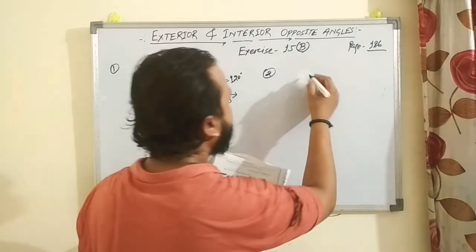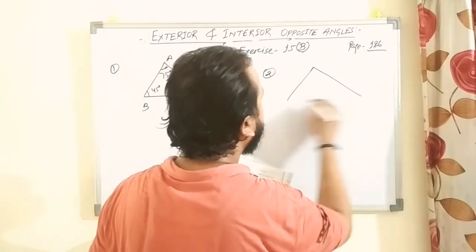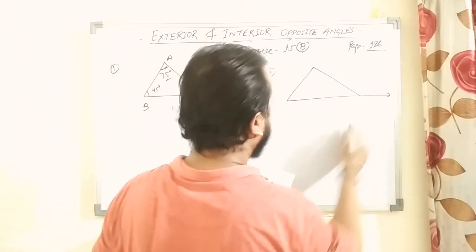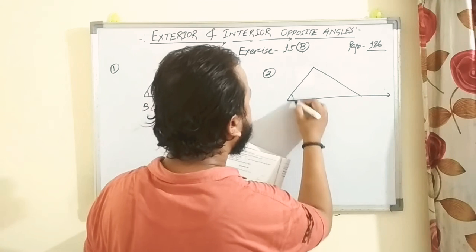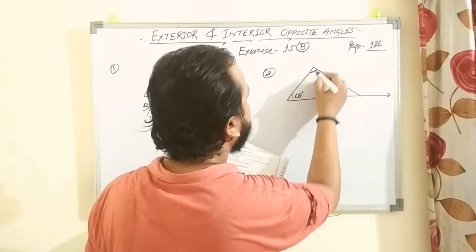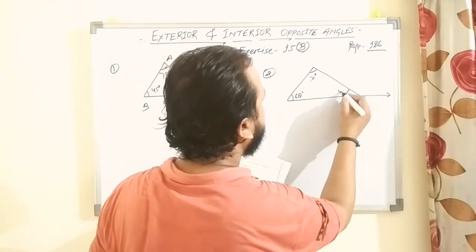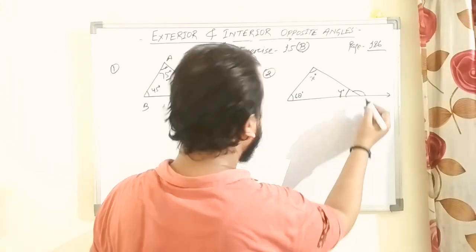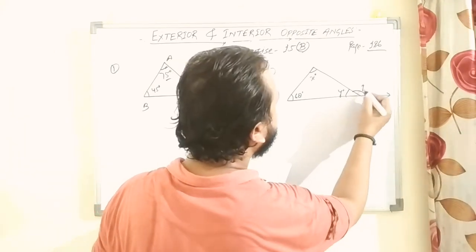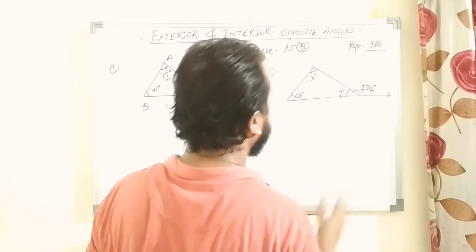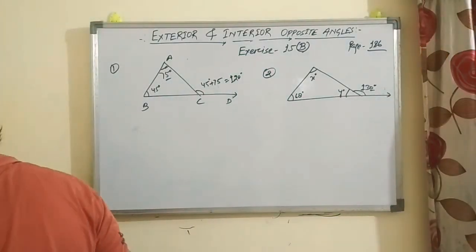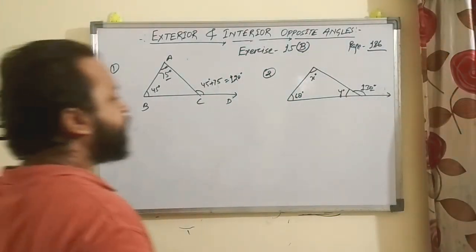Second question is saying there is a triangle in which one angle is 68 degrees, this angle is x degrees, this angle is y degrees. This time this exterior angle is given, that is 130 degrees. You have to find out the value of x and y.